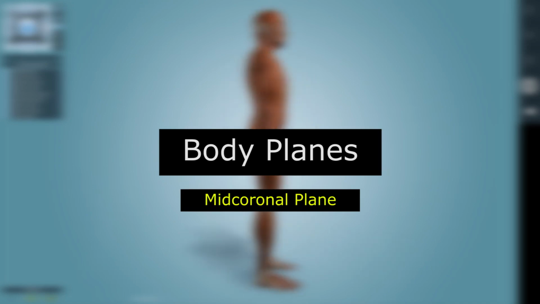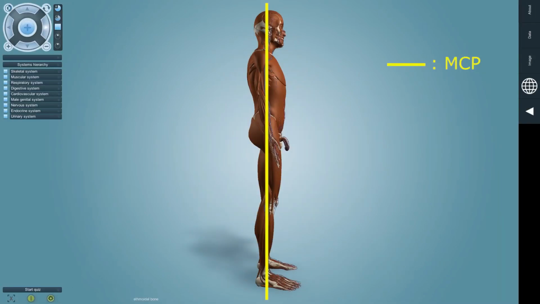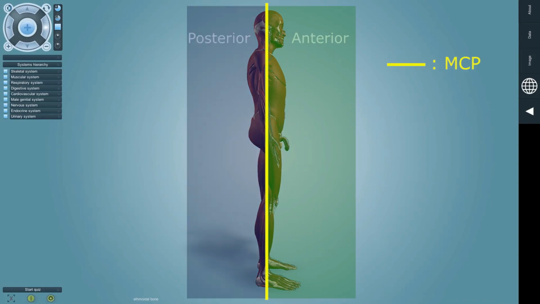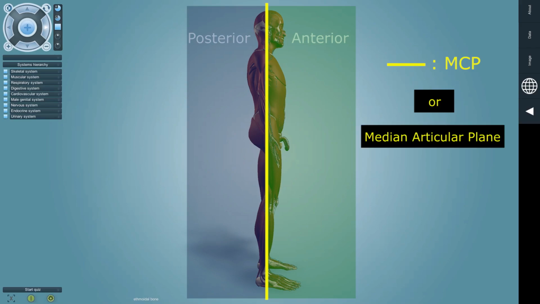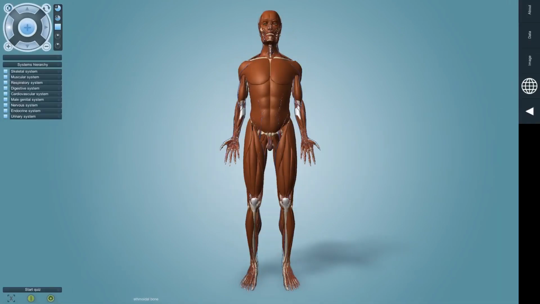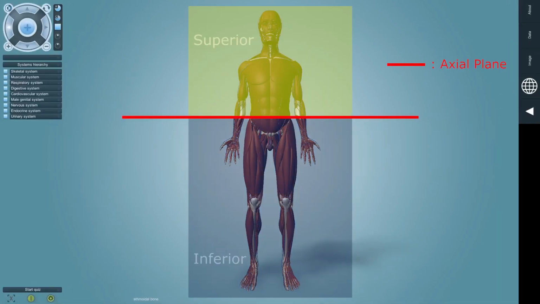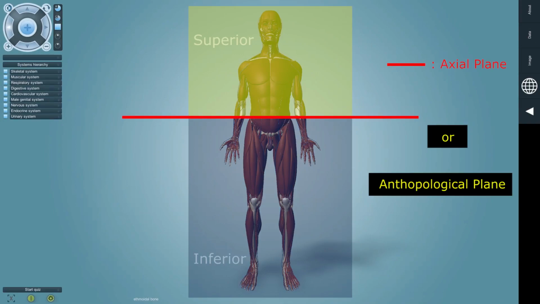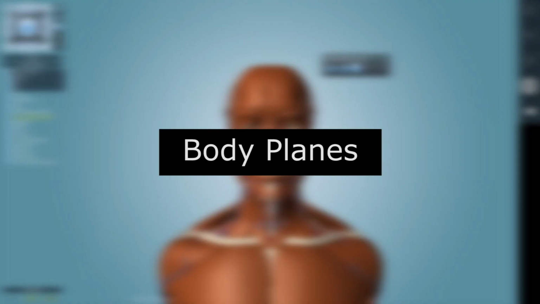Midcoronal plane. The midcoronal plane divides the body into anterior and posterior parts. In other terms, we can call this plane the median articular plane. Axial plane. The axial plane divides the body into superior and inferior parts. In other terms, we can call this plane the anthropological plane.